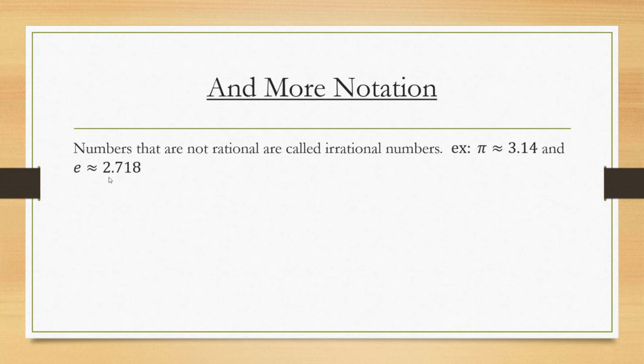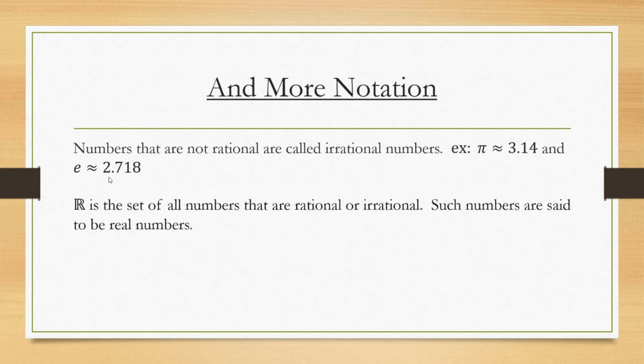So there's rational and there's irrational numbers. Now, essentially, you put those together and you get what's called the set of real numbers. And really, for the most part, that's going to be our playground, so to say. In other words, we're going to be working with the real numbers, which again is the set of all numbers that are rational or irrational, okay? So those are our numbers that we're going to be working with.